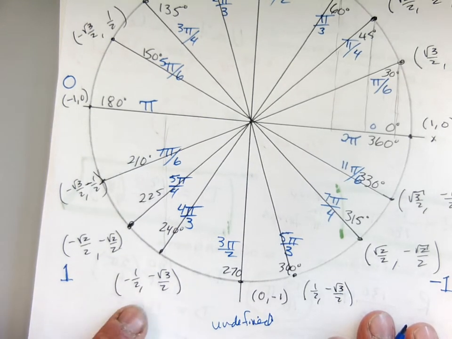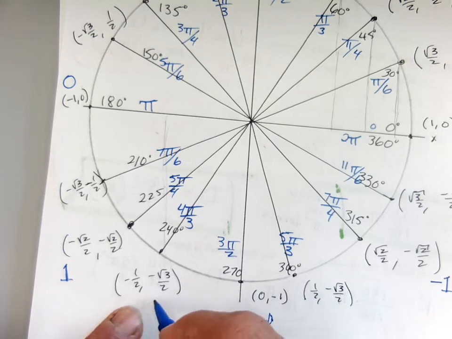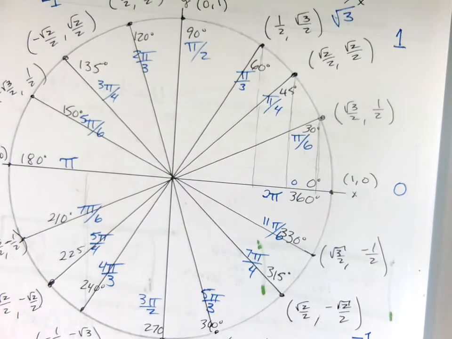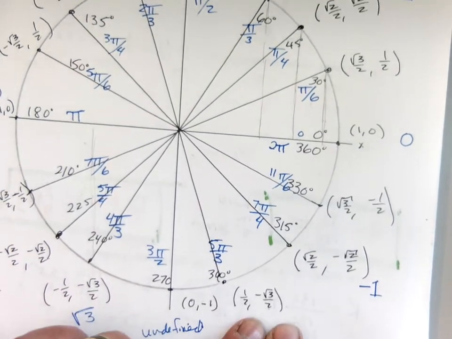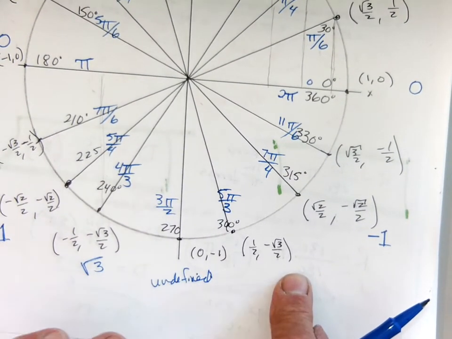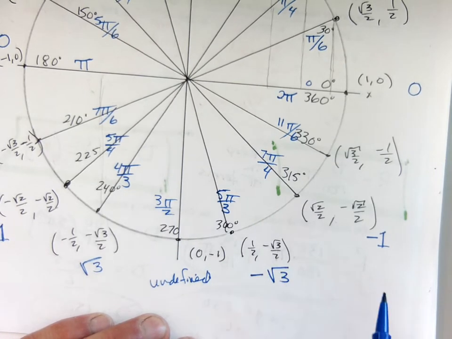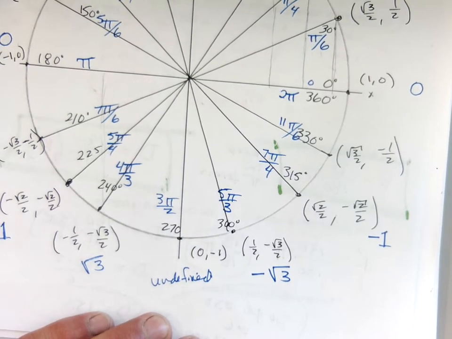Tangent of 240 degrees is going to be a positive square root of 3 because it's got the negative divided by negative. And tangent at 300 degrees is going to be a negative square root of 3. We're almost done. I've got one more thing to put up there, and then we'll be done, okay? That's a lot, huh?